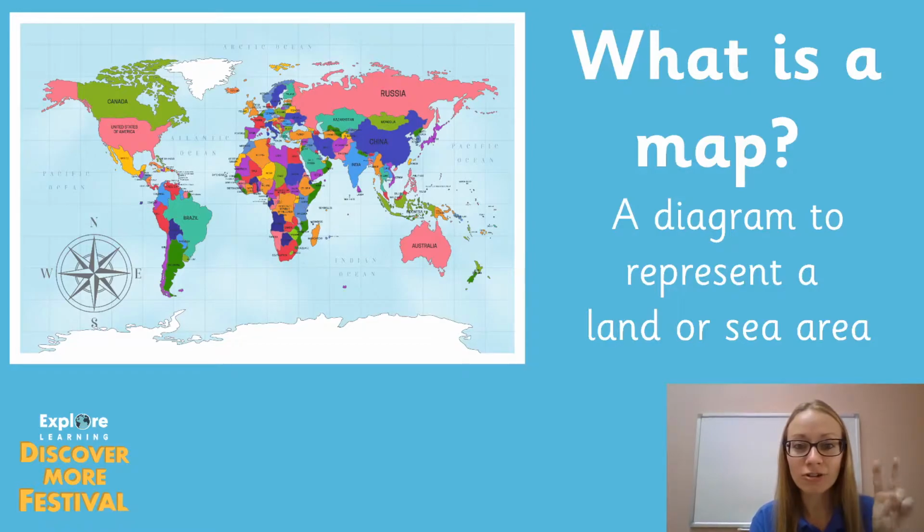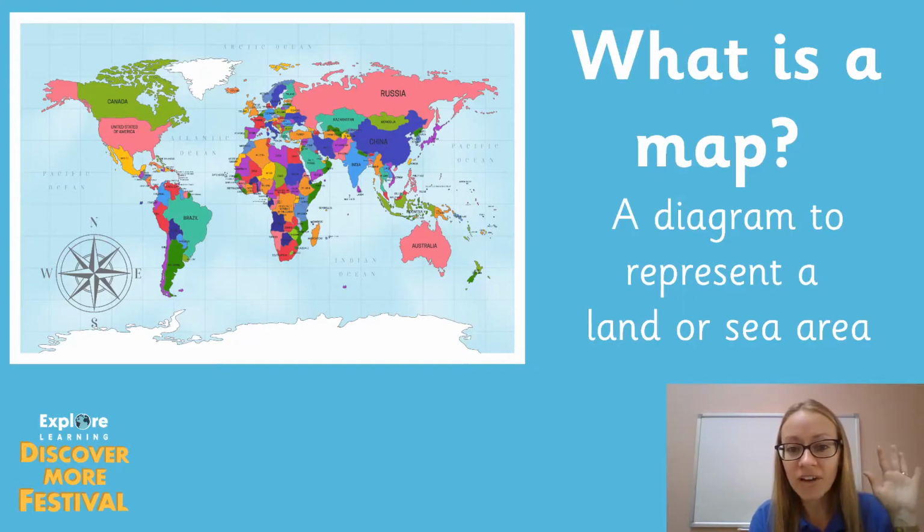Okay, and there are two main types of maps. Although we could make a map to represent so many different things about the world, the two main types are physical and political. Now, maps can show physical features such as rivers, mountains and deserts, and a political map shows human features such as buildings, roads, towns and countries.